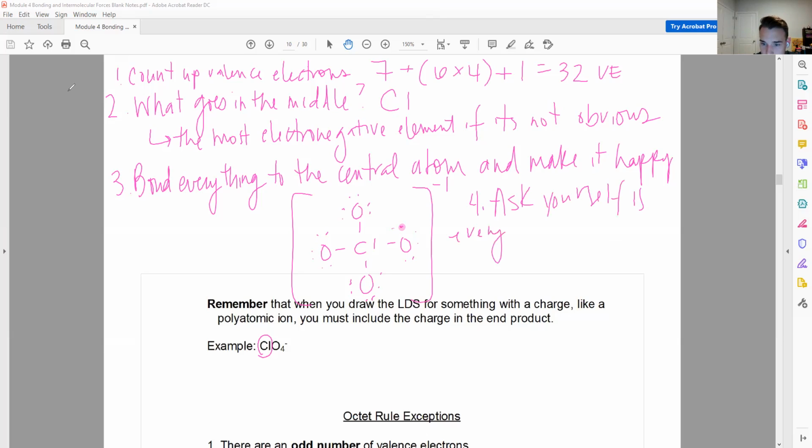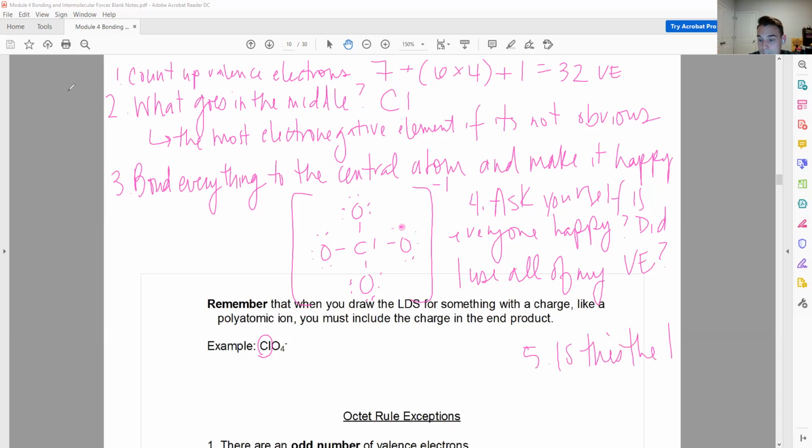is everyone happy? Did I use all of my valence electrons? Okay, so I have 32: 8, 16, 24, 32. So everything has 8. I've used all 32 electrons. So that's a yes and a yes. And then the fifth thing: is this the best possible structure?